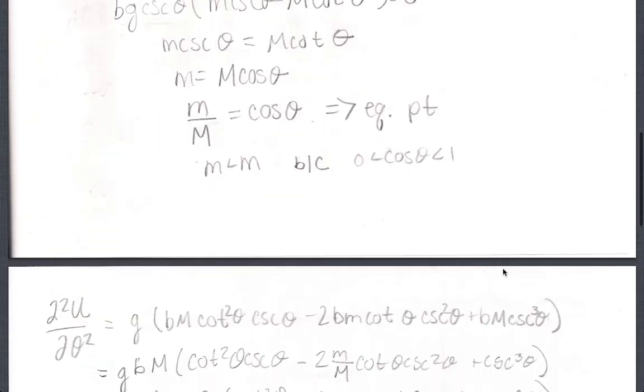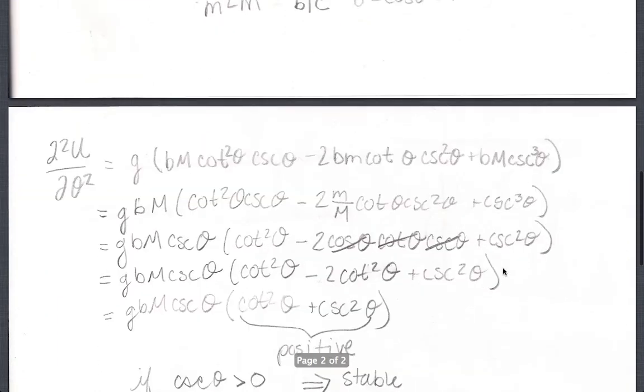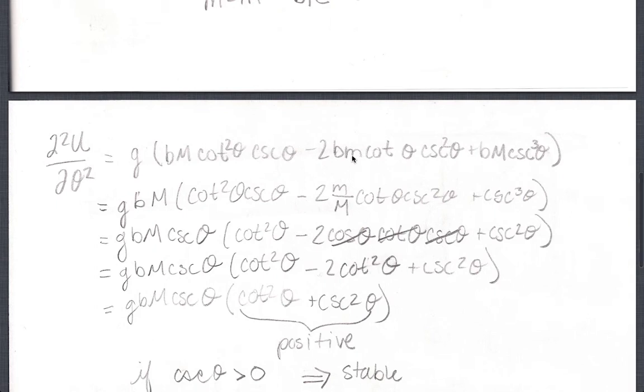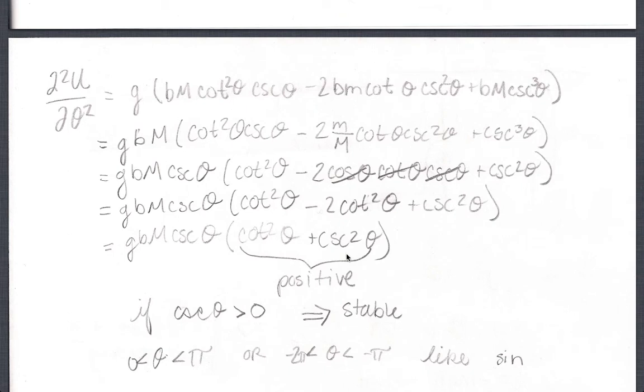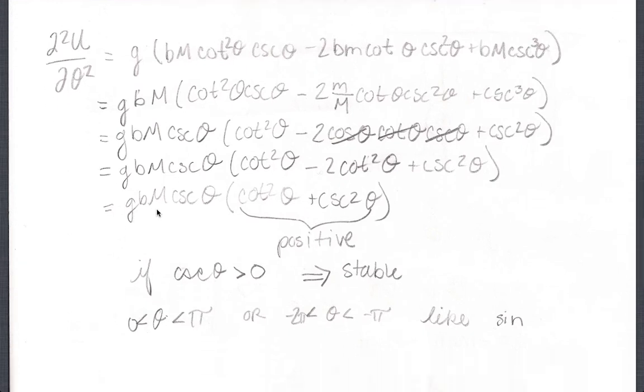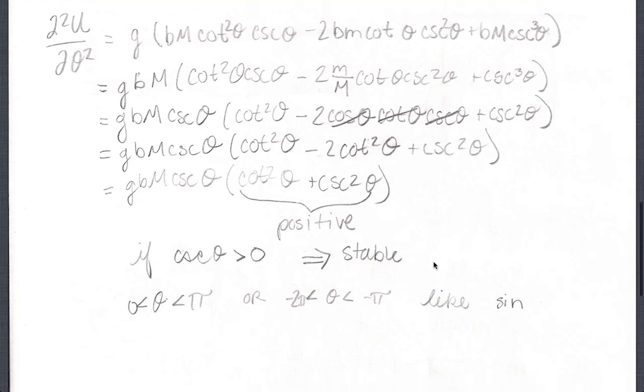And then to test the equilibrium point, you take the second derivative, which is this lovely thing here, and I rearranged some things, and I took out a big M so that I could get this little m over big M term, and I factored things out and multiplied things, and eventually get this GB big M cosecant theta times the cotangent squared theta plus cosecant squared theta, and this will always be positive, and then this part will be positive as long as cosecant theta is positive, and so that would make it a stable equilibrium point.